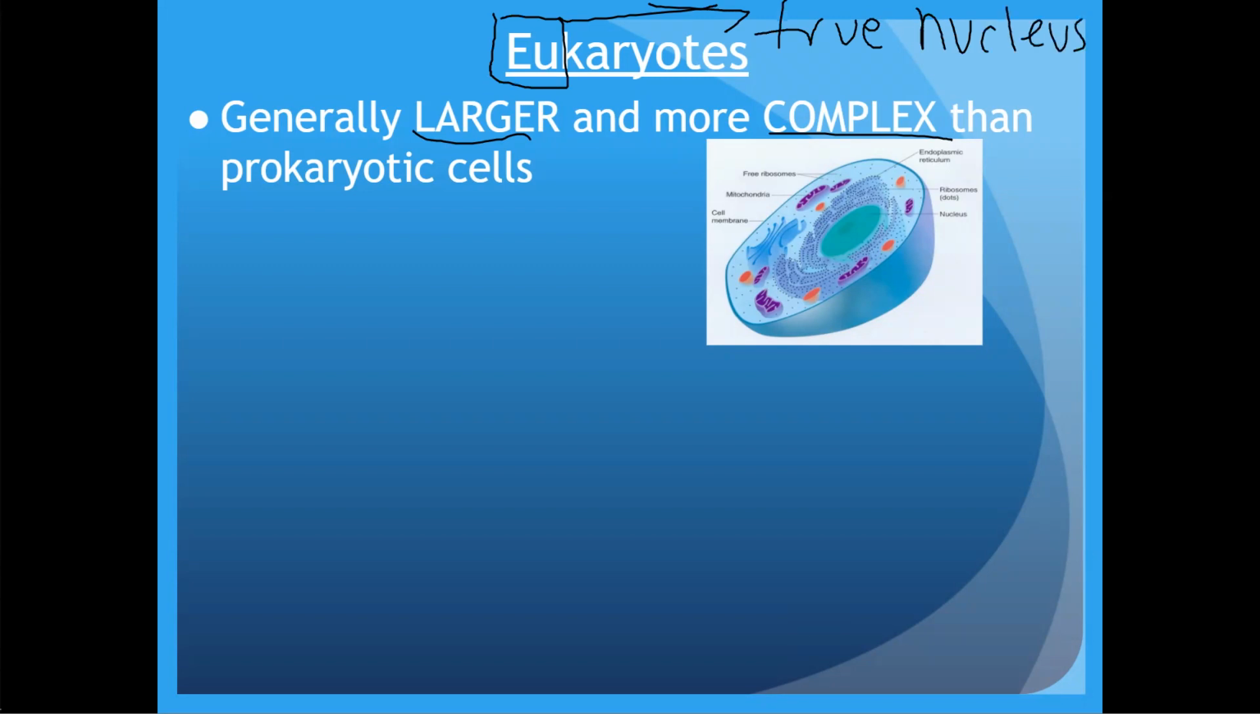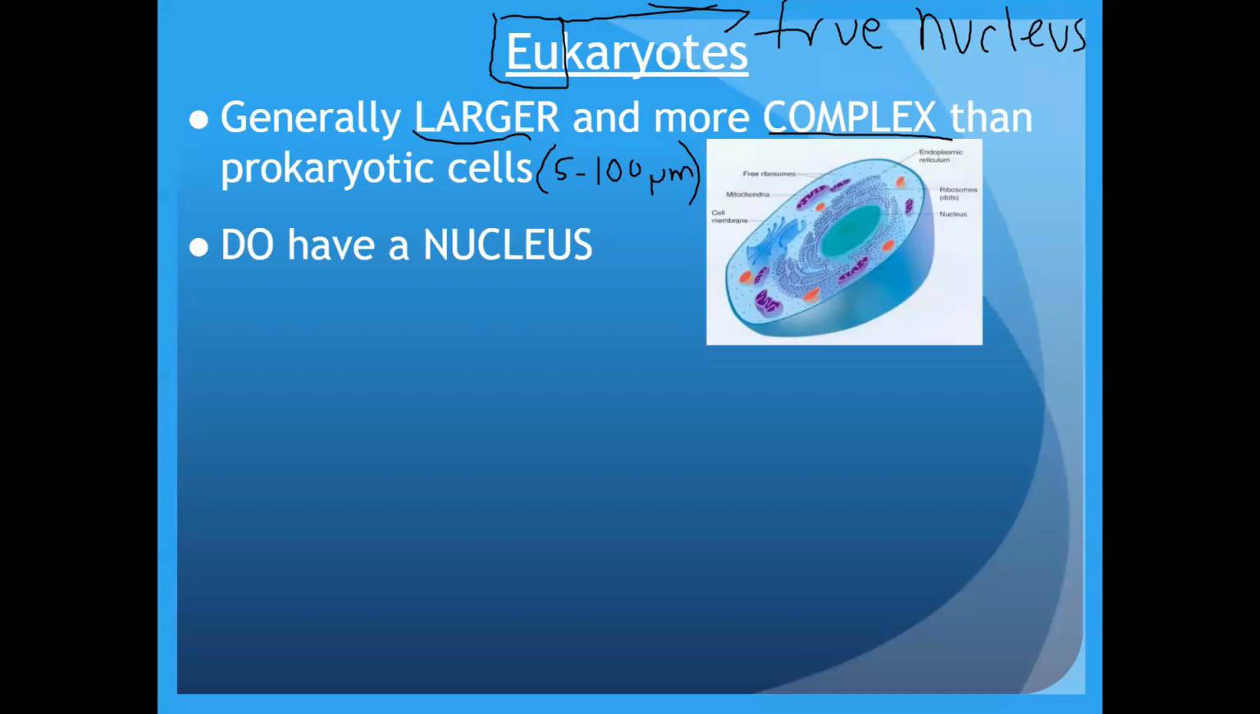So eukaryotes are generally larger and more complex. They're about 5 to 100 micrometers. Okay, so they're a lot larger. They do have a nucleus. Eukaryotes do have a nucleus.